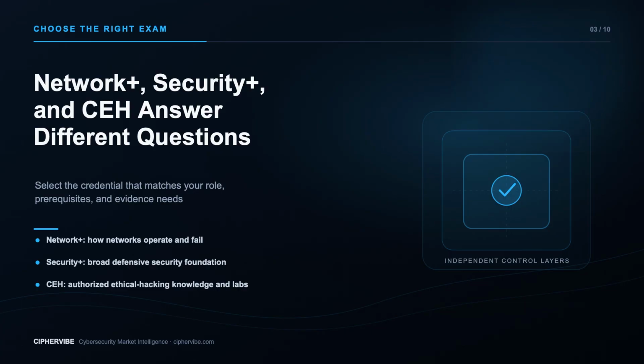Choose Network Plus when network reasoning is the gap. Choose Security Plus for broad baseline security knowledge. Consider CEH when an employer specifically values it and you have a legitimate, isolated environment for authorized practice. A credential is a signal, not permission to test systems or proof of production experience.